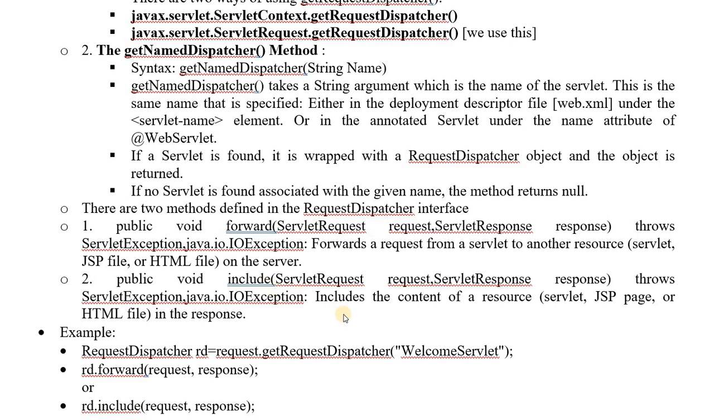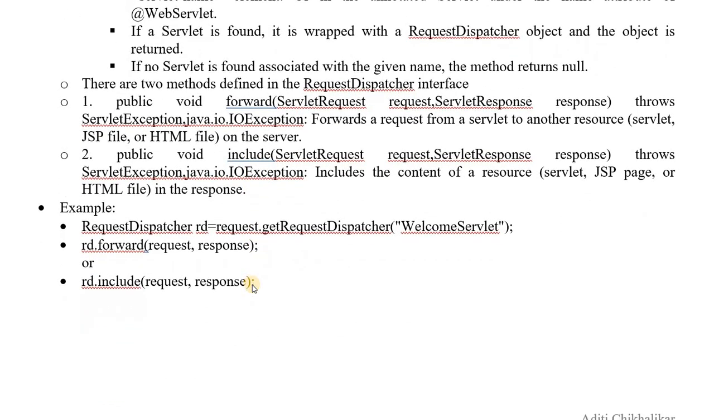But obviously the working of both the methods is different. The include method includes the content of the resource in the response. It doesn't forward. It will include the content of a resource in the response. So वो जो दूसरा resource है उसका content पहले response में include हो जाता है. The rest of the syntax is exactly the same. You just replace forward with the word include.